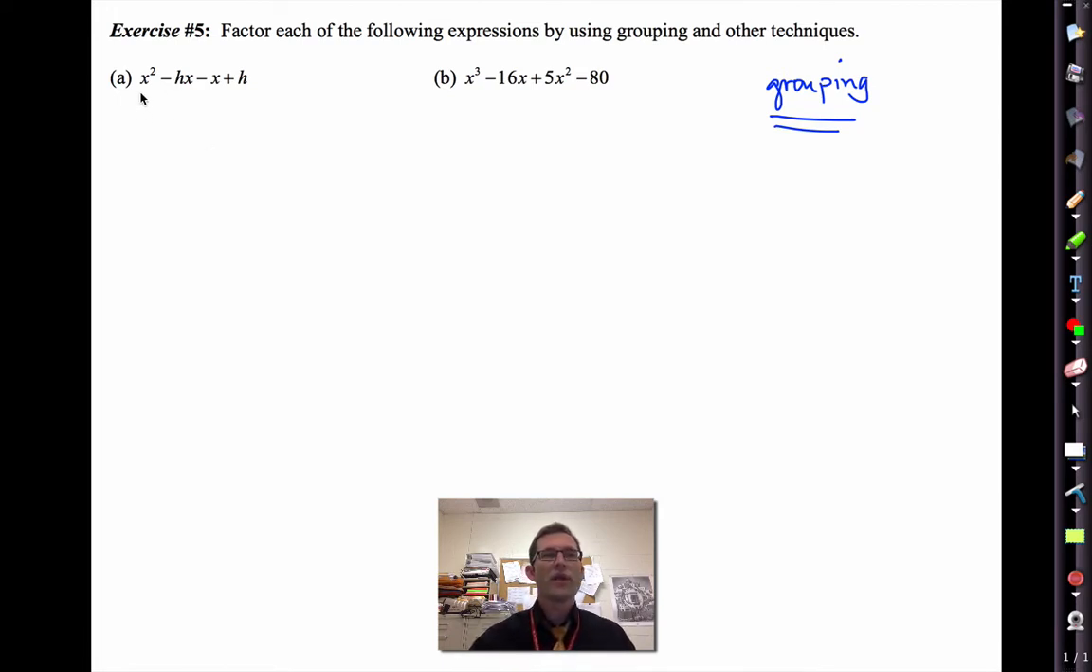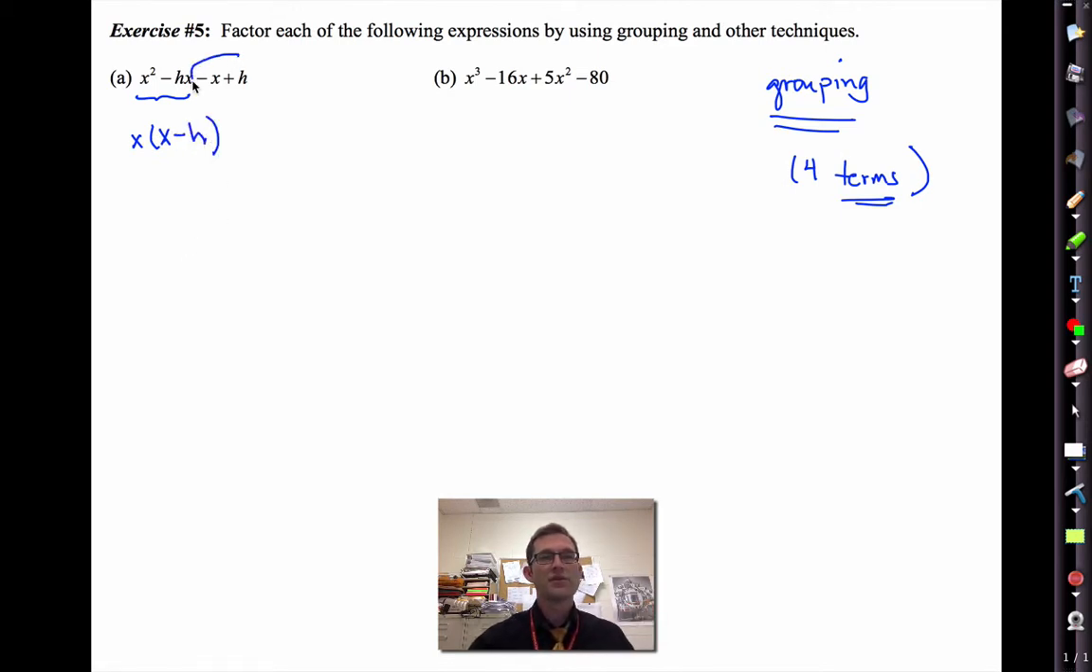In letter A, factoring by grouping often works when there are 4 terms. 1, 2, 3, 4. It won't always work if there are 4 terms, but it often will. So I group the first 2 together, and I ask, what can I factor out of that? I can factor an x out of both of those, and it'll look like this: x times x minus h.